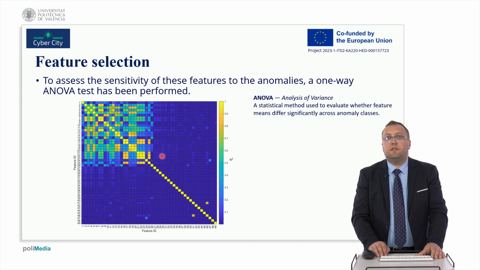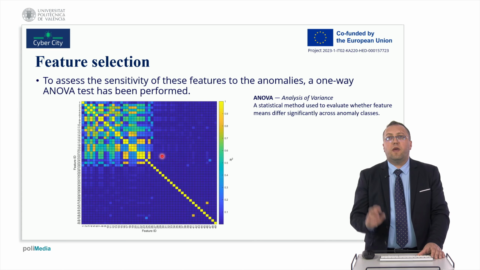To assess the sensitivity of these features to the anomalies, a one-way analysis of variance, an ANOVA test, has been performed. This ANOVA test is a statistical method used to evaluate whether feature means differ significantly across the anomaly classes. Once we launch an ANOVA test, we obtain a sort of representation between each feature ID with respect to the other feature IDs, in a matrix, one by one, and we see the main differences between anomaly classes.